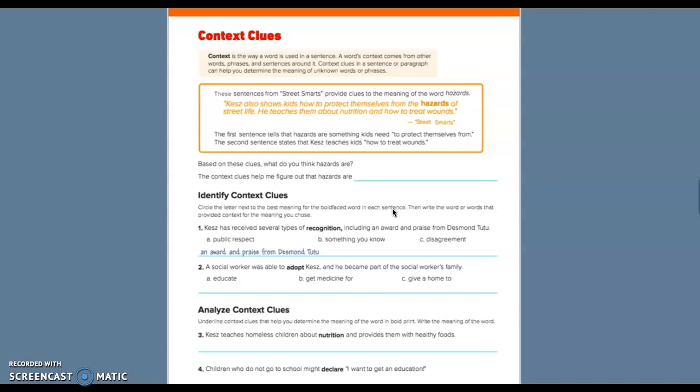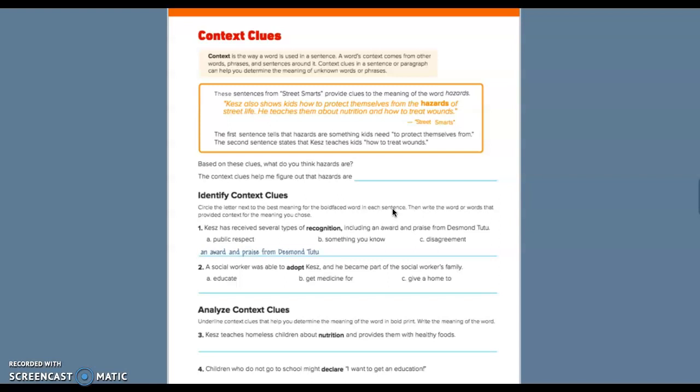Okay, so let's look at this. These sentences from Street Smarts provide clues to the meaning of the word hazards. Kez also shows kids how to protect themselves from the hazards of street life. He teaches them about nutrition and how to treat wounds. The first sentence tells that hazards are something kids need to protect themselves from. The second sentence states that Kez teaches kids how to treat wounds. Okay, so, all right, so a hazard might be tied to that word, treating wounds. Based on these clues, what do you think hazards are? The context clues help me figure out what hazards are.